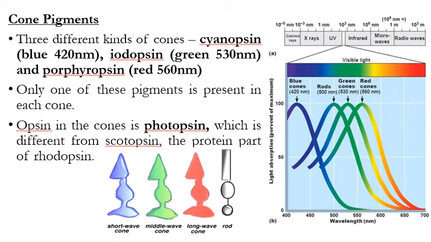So when it comes to the opsins in here, you have cyanopsin, you have iodopsin, and you have porphyropsin. All right. So only one of these pigments is present in each cone. You don't have a mixture of colors here. So holistically, the opsin in cones is known as photopsins, which is different from the scotopsin that we were talking about earlier.